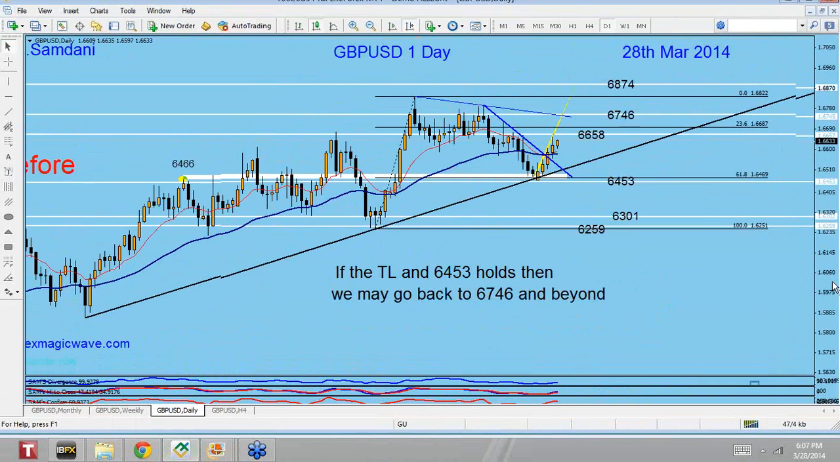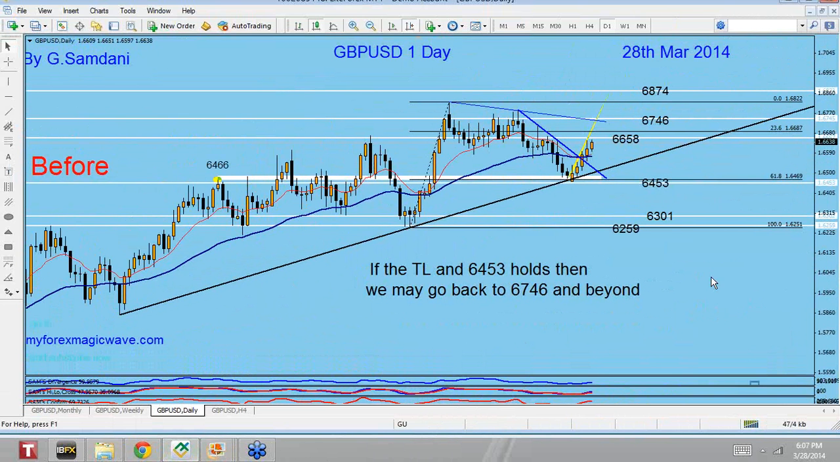So if that index keeps going, then we can easily hit at least this TL, or maybe go to this level. This is a very important level. Right now we are at 66.57, then 67, and then maybe 100 more pips, then we hit this 67.46 level, which is a very strong level. Right now we are at 66.58.